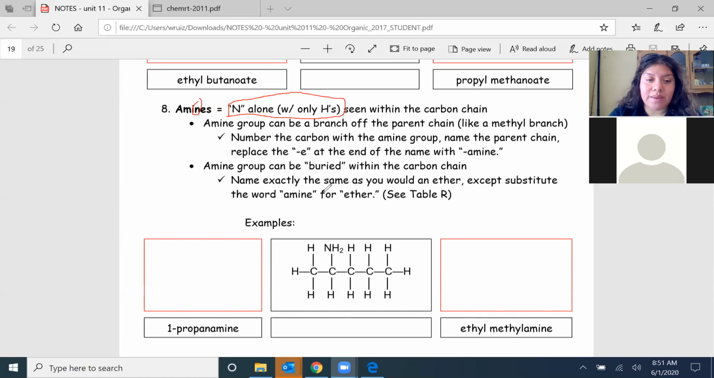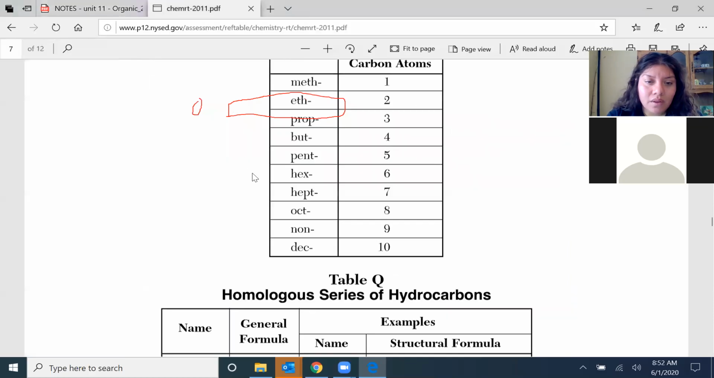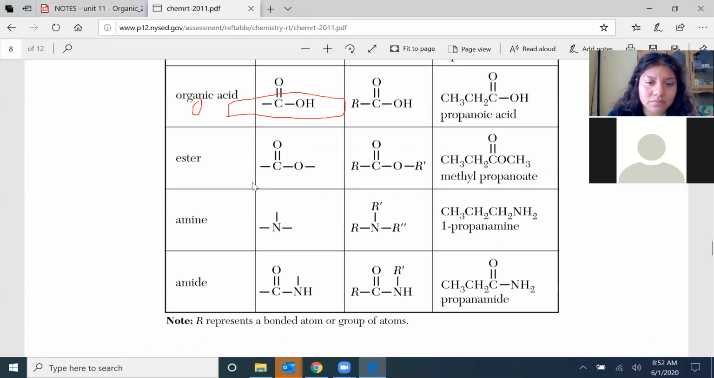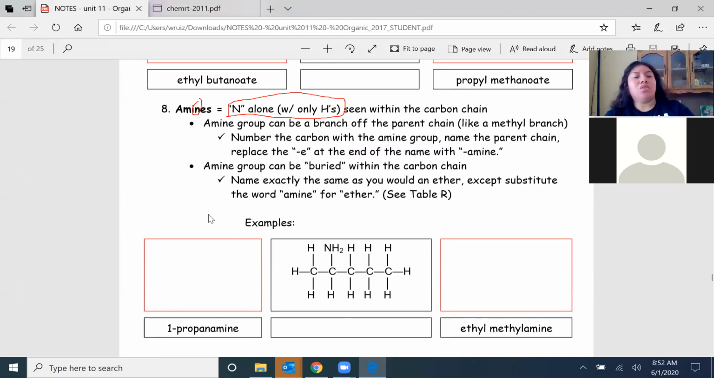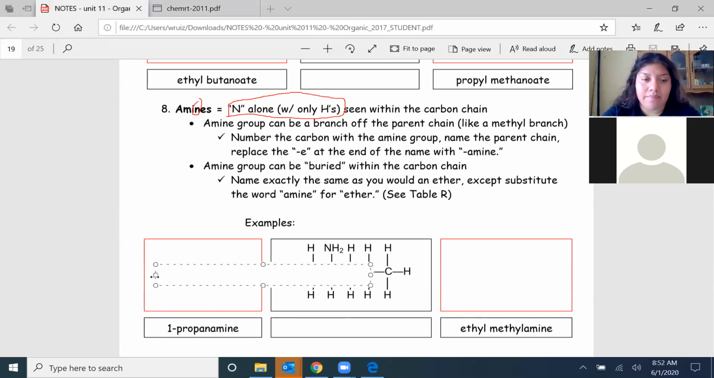All right, so let's do some examples. So one propanone, if you look over here, this is what it looks like. I'll do some examples. I think examples are the easiest. So prop means three, so there's gonna be three carbons. And the one, two, three. And an amine means that there's just a nitrogen somewhere in there. So N.